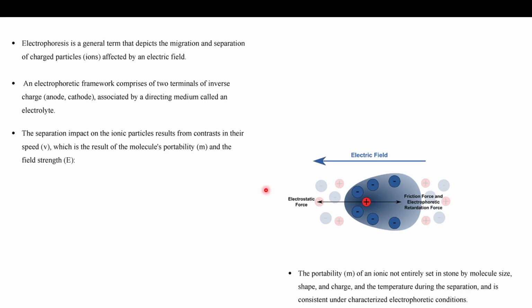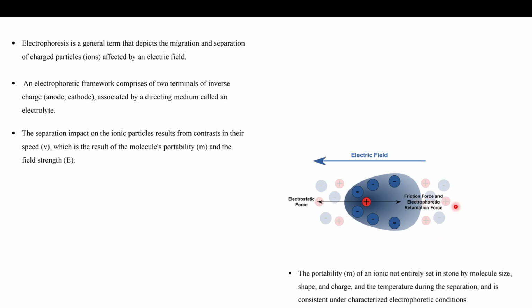Now, suppose this is the direction of the electric field. Suppose this is your molecule of interest, and this is the overall charge on it, and this is the electrostatic force. Definitely, if the electric field is towards this side, this is the electrostatic force. And definitely, if something is moving through a medium, whether a solid or a liquid medium, there will be a retarding or frictional force in the opposite direction of its movement.